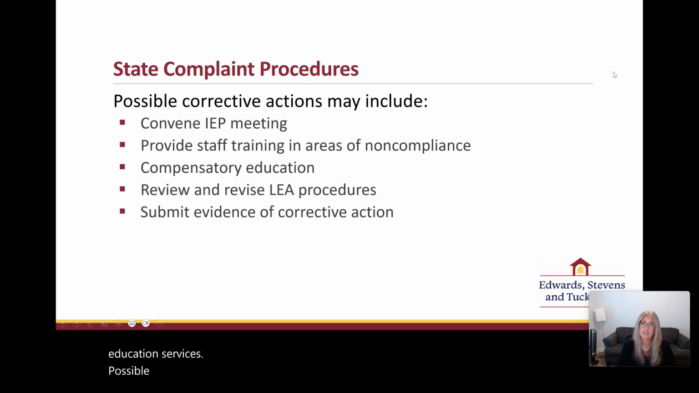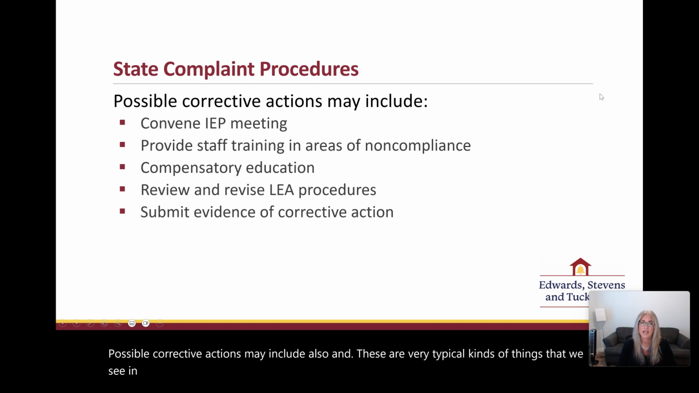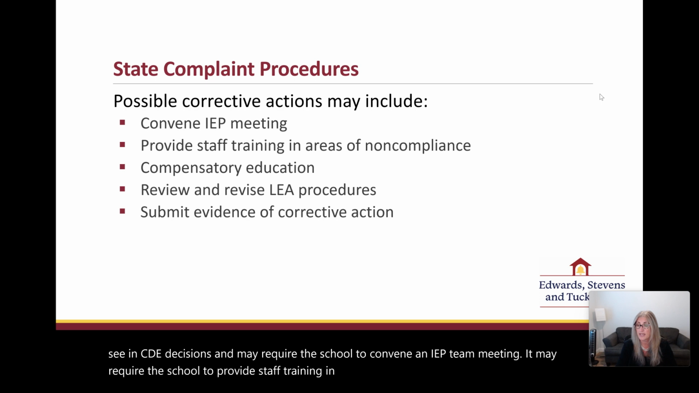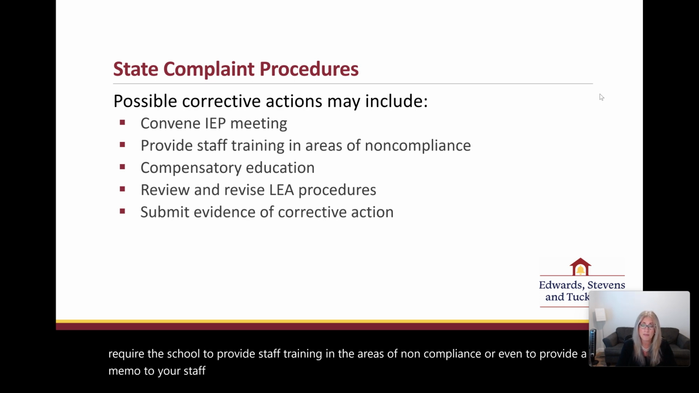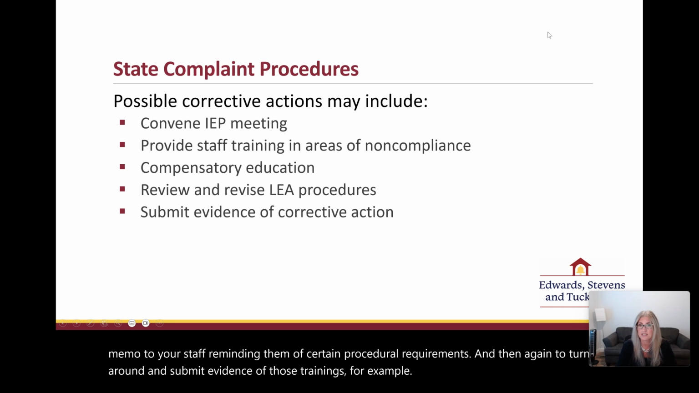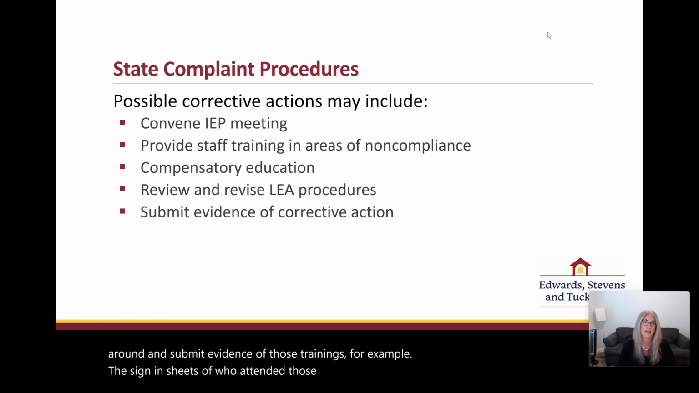Possible corrective actions may include also, and these are very typical kinds of things that we see in CDE decisions. It may require the school to convene an IEP team meeting. It may require the school to provide staff training in areas of noncompliance, or even to provide a memo to your staff reminding them of certain procedural requirements. And then again, to turn around and submit evidence of those trainings, for example, the sign-in sheets of who attended those trainings, that sort of thing.